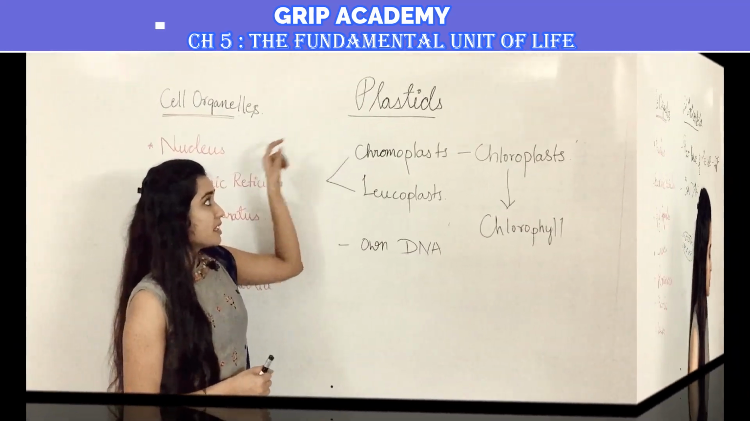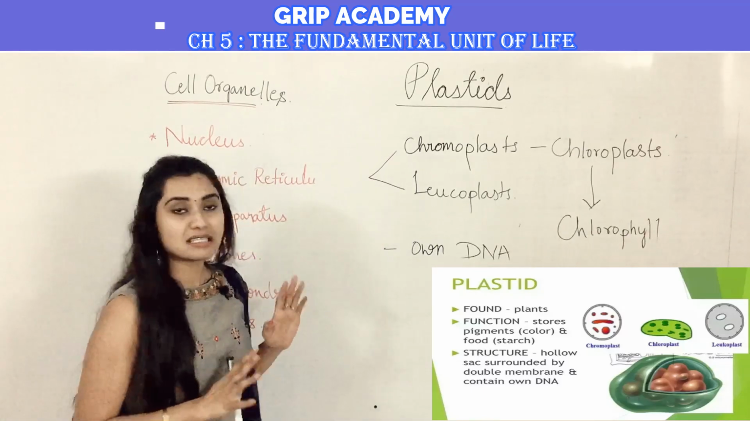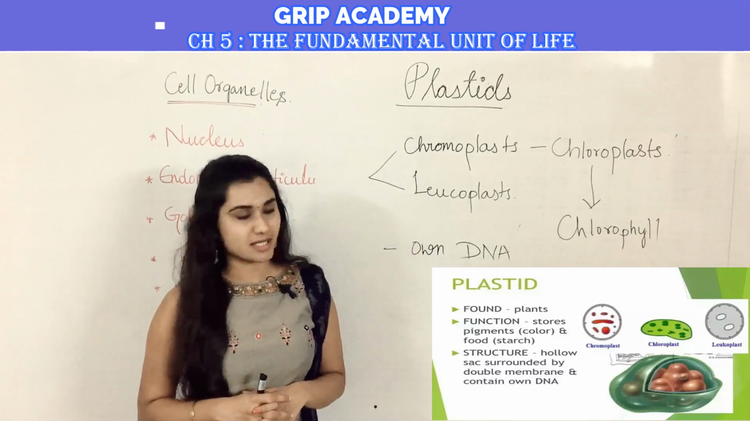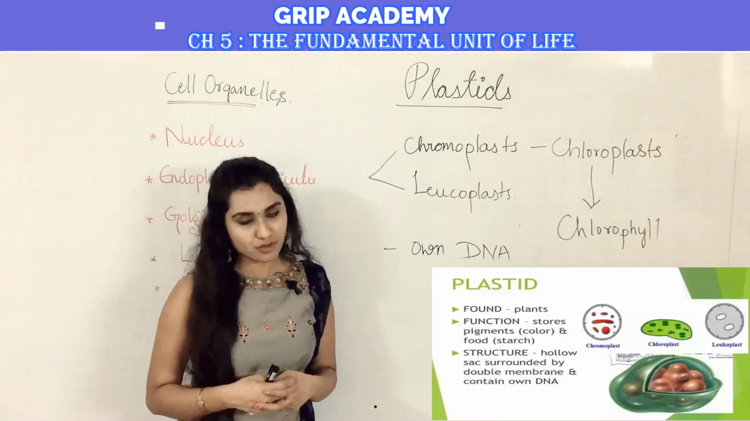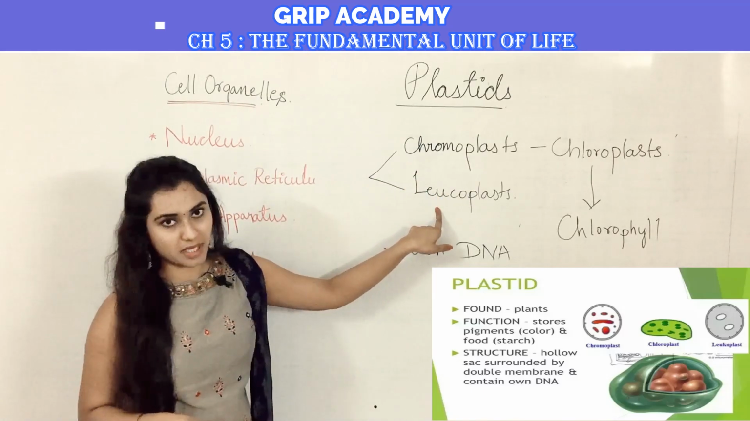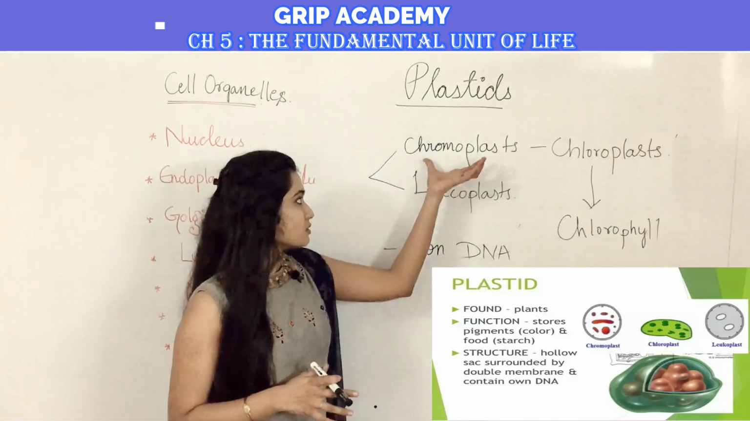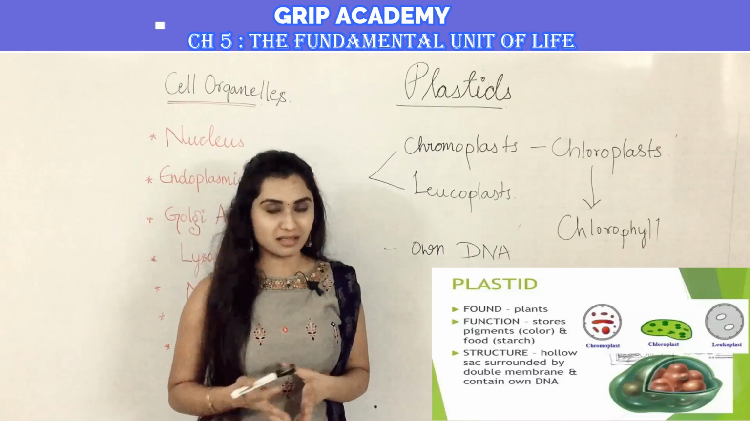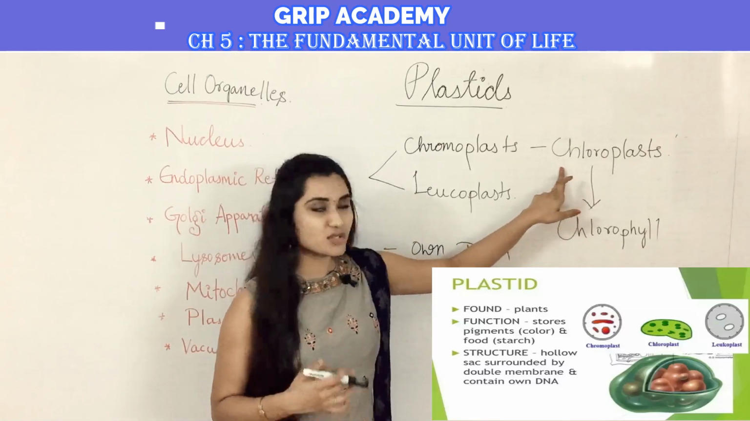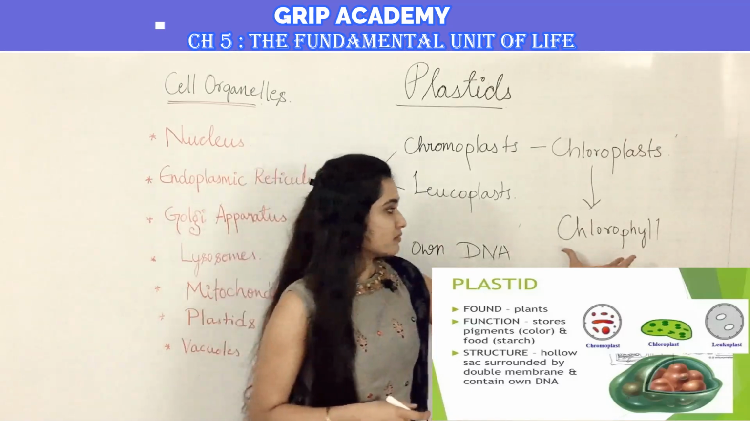Coming to the plastids, plastids are found only in the plant cells, and these plastids are not found in the animal cells. Mainly we have two types of plastids, one being chromoplast and another being leucoplast. The name itself is telling, chromo always refers to color. So chromoplast basically contains many color pigments, of which one is chloroplast, which contains the green pigment, and that green pigment we call chlorophyll.